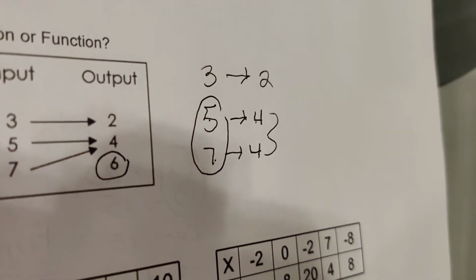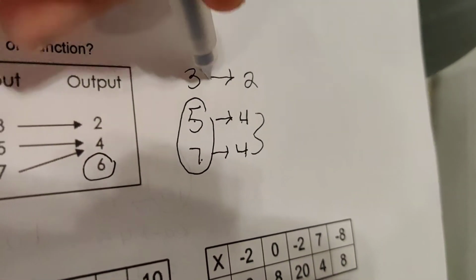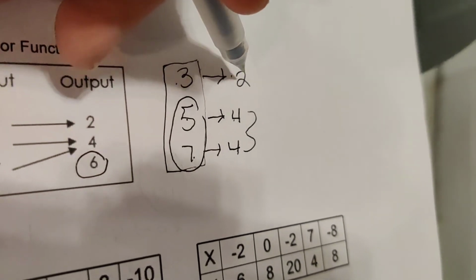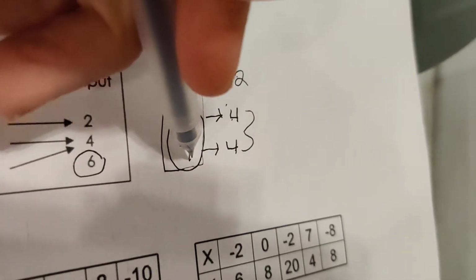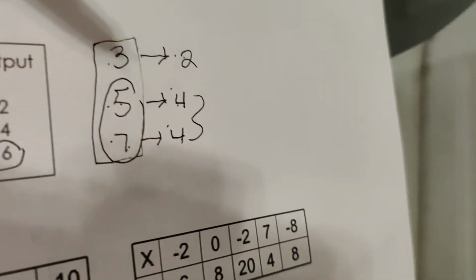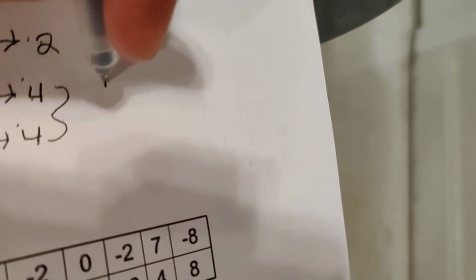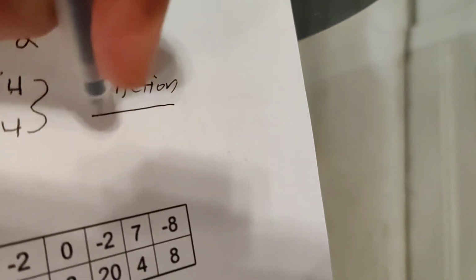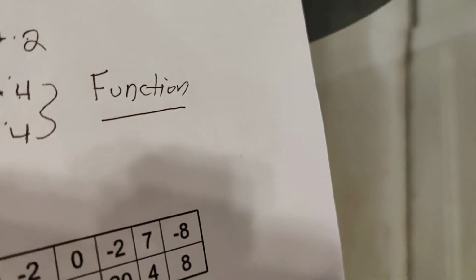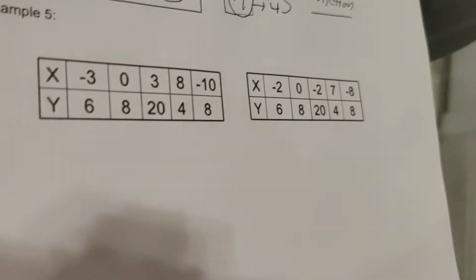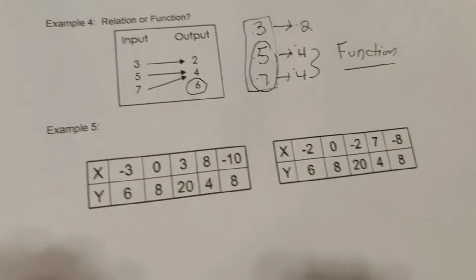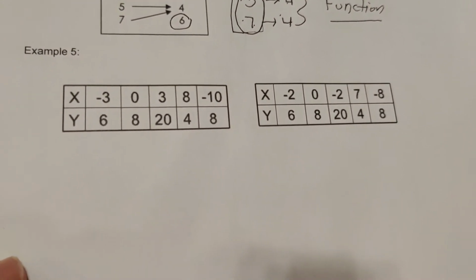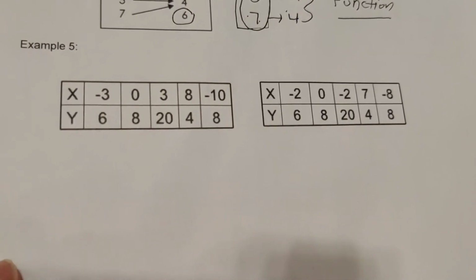Thing we need to keep in mind, the definition of a function, do all 3 of these things have only one output? And yeah, they do. 3 has only 2, 5 has only 4, 7 has only 4, okay? So therefore, the answer to this one is yes, it is a function, all right? Okay, what I want to do is example 5, and then we will come back to example 4 after we fill in a little bit more of the notes, all right?